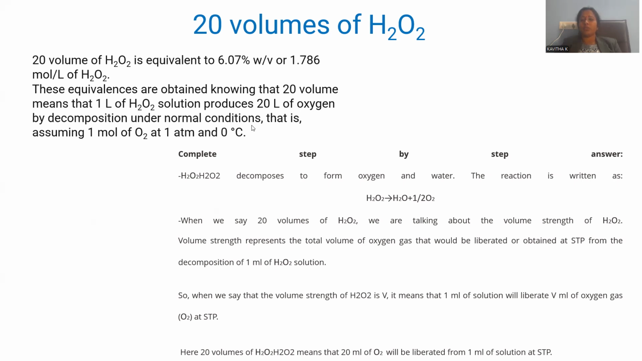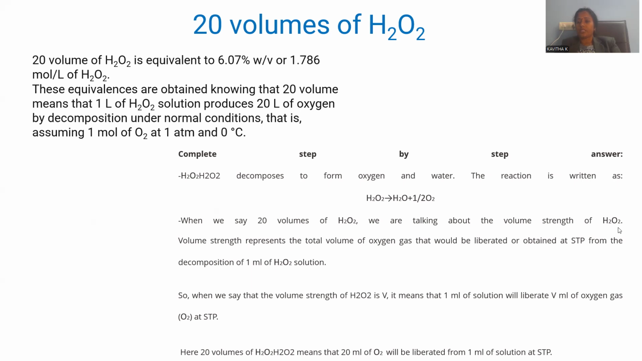Normal conditions stand for 1 atmospheric pressure, 0 degree centigrade, and 1 mole of oxygen to be maintained. When we maintain all these normal conditions, 1 liter of hydrogen peroxide generating 20 liters of oxygen is called 20 volumes of hydrogen peroxide. The complete step-by-step reaction is provided for better understanding: H2O2 giving rise to H2O and half of O2. When we say 20 volumes of hydrogen peroxide, we are talking about the volume strength of hydrogen peroxide.